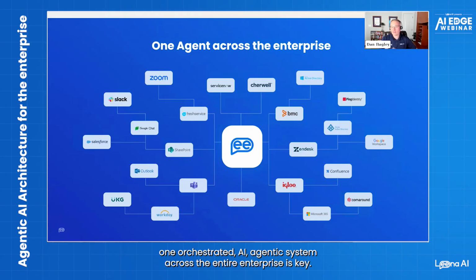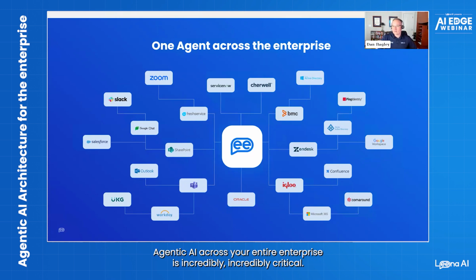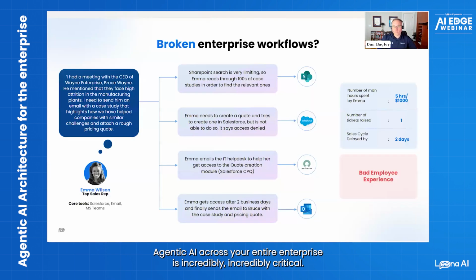across the entire enterprise is key. You need to send your employees only to one place. And this is really, really critical. I was talking to a prospect earlier this week, and they were telling me, oh, well, look, we started building chatbots. And we found we had a chatbot for this, we had a chatbot for that. Suddenly there are 50 chatbots inside of the organization, and no one knew how they were managed, maintained, and employees didn't know where to go. So having a single place where your employees can go to access agentic AI across your entire enterprise is incredibly, incredibly critical. Now, without that, you have a broken enterprise experience.